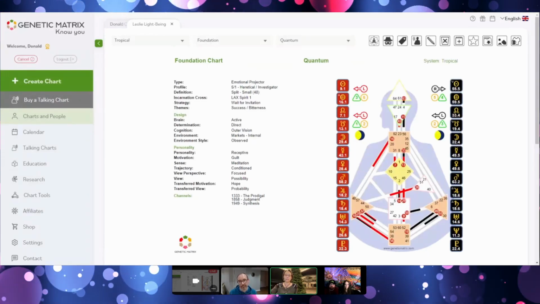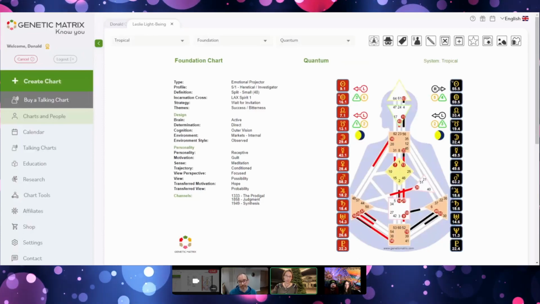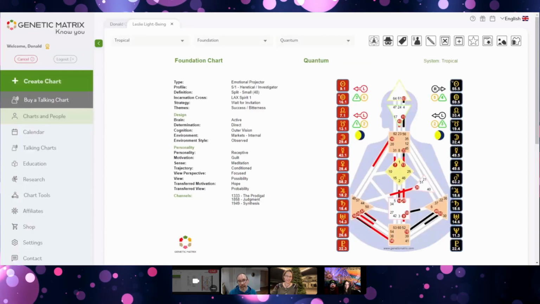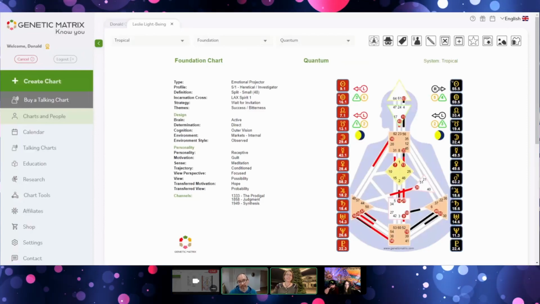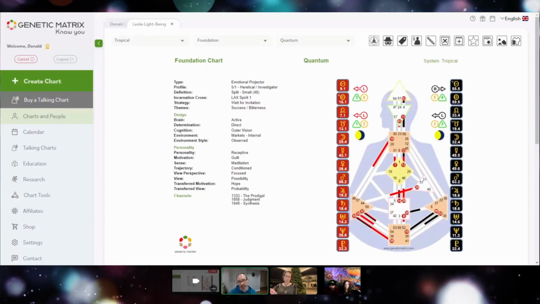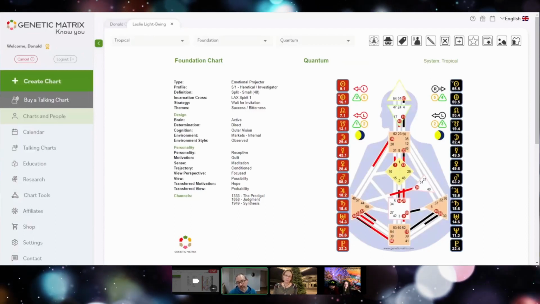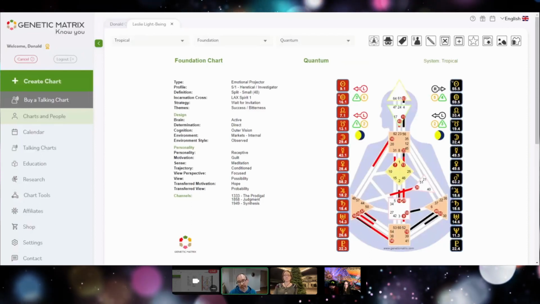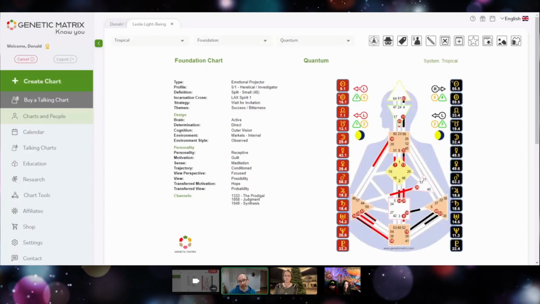Interesting. So there's generators, and then there's manifesting generators, right? And then there's projectors, and then reflectors. Is there another one? And manifestors. Oh, just manifestors. Okay. The difference between a manifestor and a manifesting generator is the manifesting generator has their sacral defined, and a manifestor doesn't have their sacral defined, and they're actually the only type that's here to initiate.